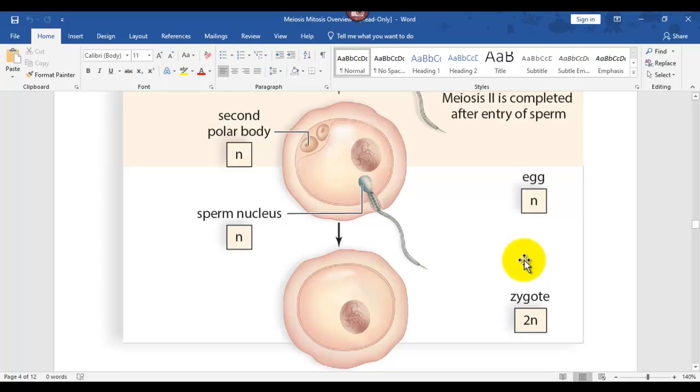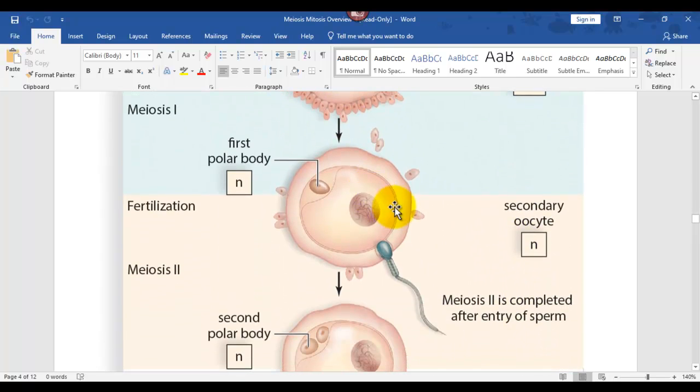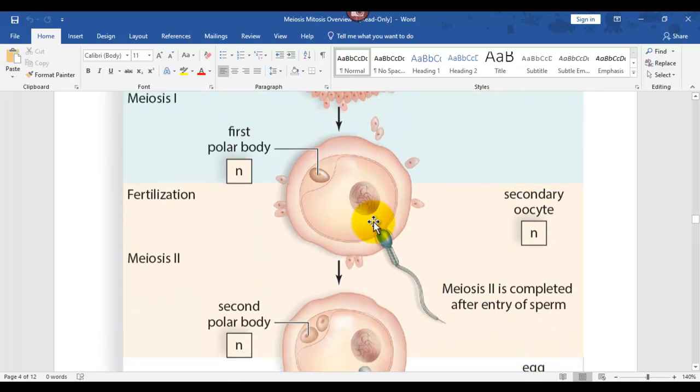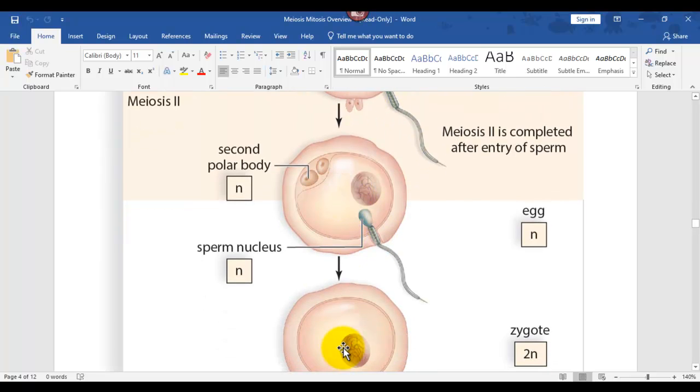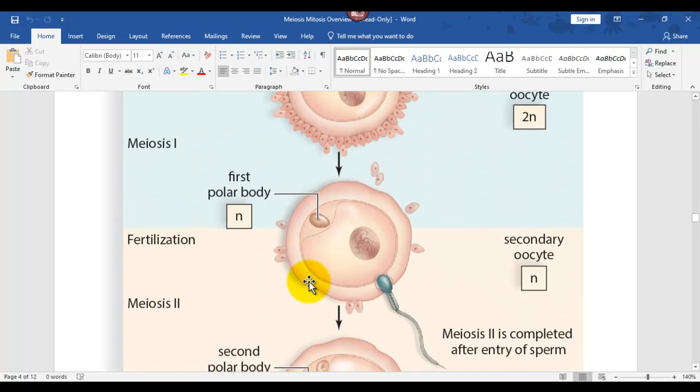You still have 4 cells. Look, it started out with 1. Here was 2, and then if the sperm gets inside, it's going to divide again, and you get a zygote and a second polar body. So you still get the 4 cells. I hope these videos help.